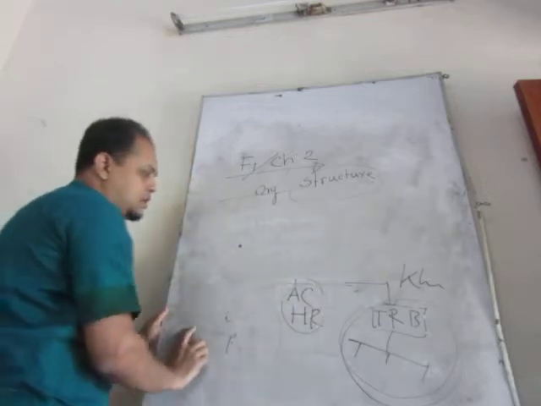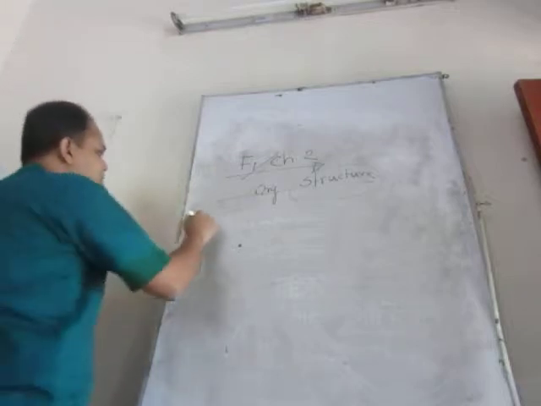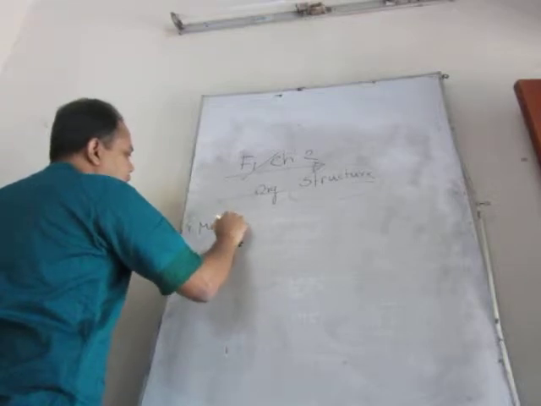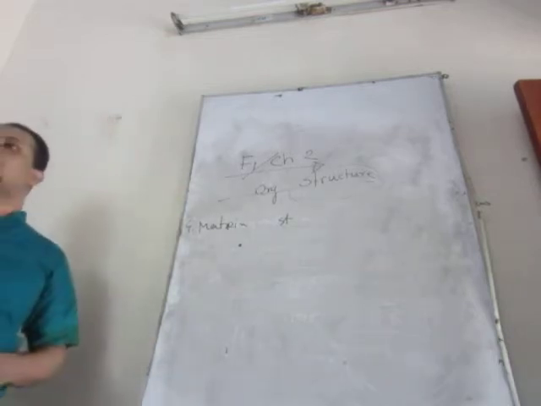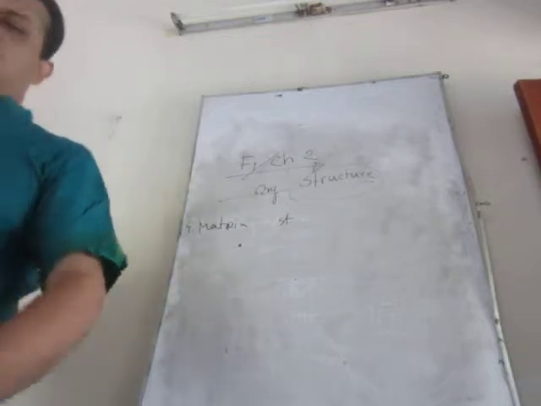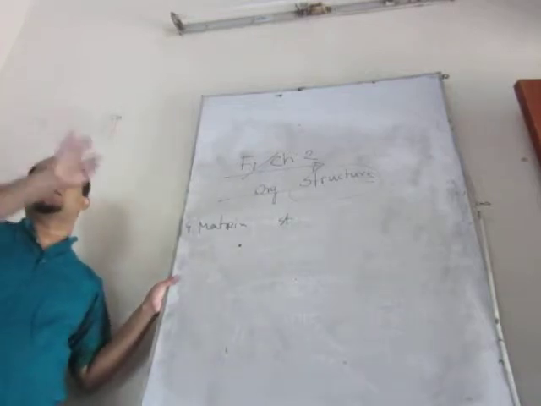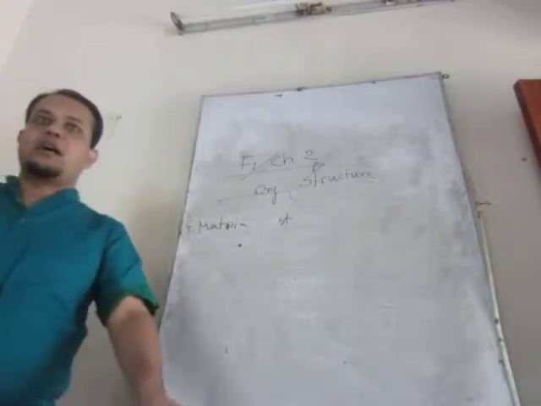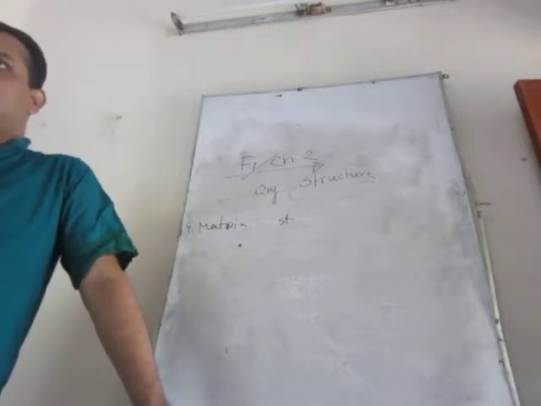Then the last one, which is called matrix structure. Matrix. Number 4. Matrix structure, you can say, is the combination of both functional and divisional structure. Suppose, normally think yourself, an accident was committed. Suppose a railway accident was committed. To find out the reason why the accident was committed, government can create a specific committee. Right? Who are the committee members?